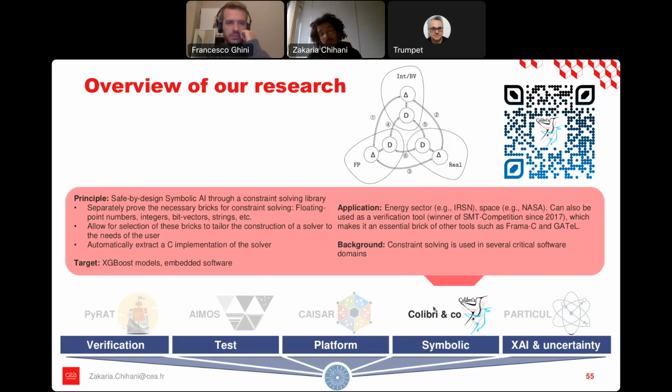And Colibri is a well-established tool. It's also a winner of the SMT competitions, satisfiability modulo theory competition, since 2017 on certain tracks, especially very, very good on floating points. And it serves as an essential brick of other tools such as Frama-C, which is an open source platform for the verification of C code, and Gatel, which is a tool for the verification of Lustre programs, synchronous programs. All right, and you can also visit the website on the QR code.